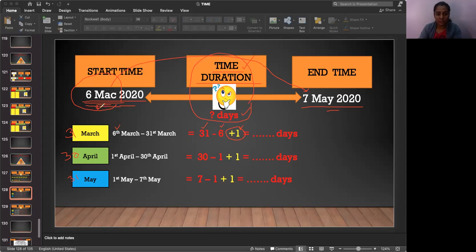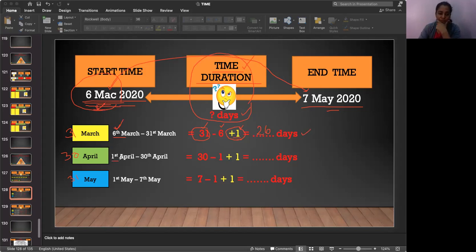So you need to include 6th March as a day. So you take the last date in March, which is 31, minus the start, which is 6th, and add one more extra date. Not extra day, it is that first date that you started. So 31 minus 6, you would have 25. 25 plus 1, you would have 26 days. So if you did counting one by one using your fingers, you would also end up with 26 days.